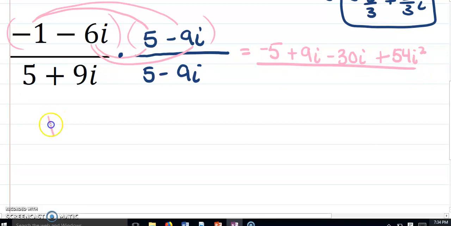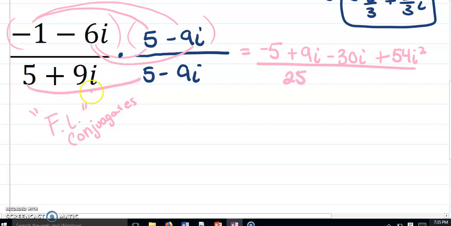All right, and then in the denominator, you don't necessarily have to FOIL. You can just do the F and the L in FOIL. You don't have to do the outer and the inner, because the outer and the inner terms always cancel out when you're multiplying conjugates only. So we say we can use the FL method only with conjugates. So first, 5 times 5 is 25, and the last term is 9i times negative 9i, which is negative 81i squared.